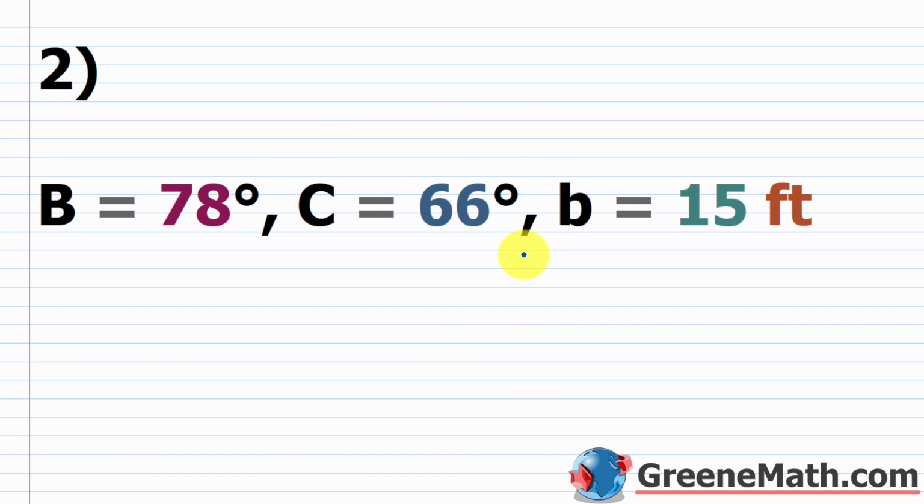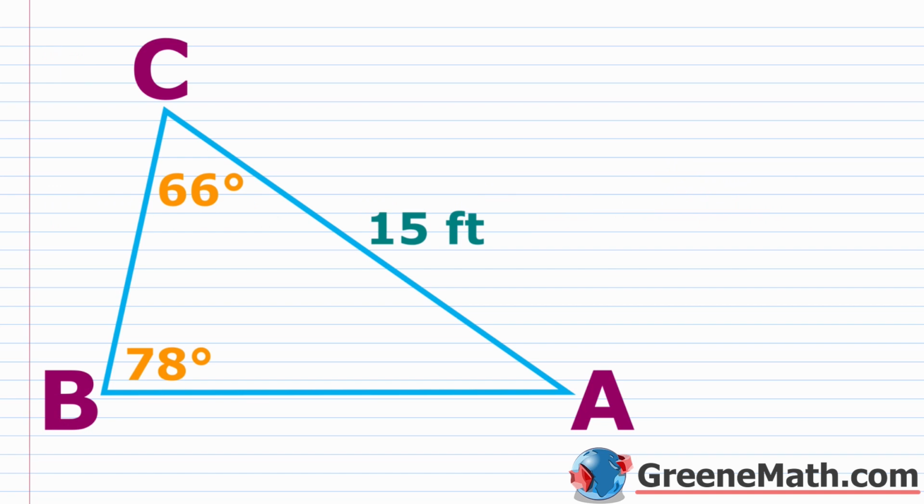All right, let's take a look at problem 2. So here we have the measure of angle B is 78 degrees. The measure of angle C is 66 degrees. And this lowercase b, again, this is the length of the side that is opposite of your angle B. So this is given to us as 15 feet. So once again, just make yourself a simple sketch. Doesn't matter if it's accurate, just something that you can put your numbers down on.